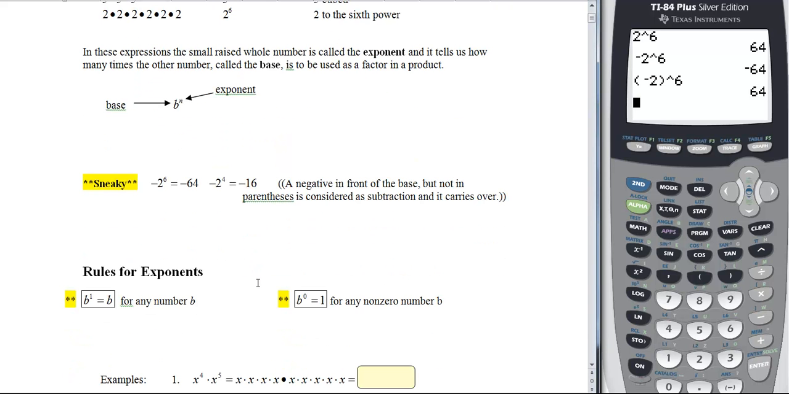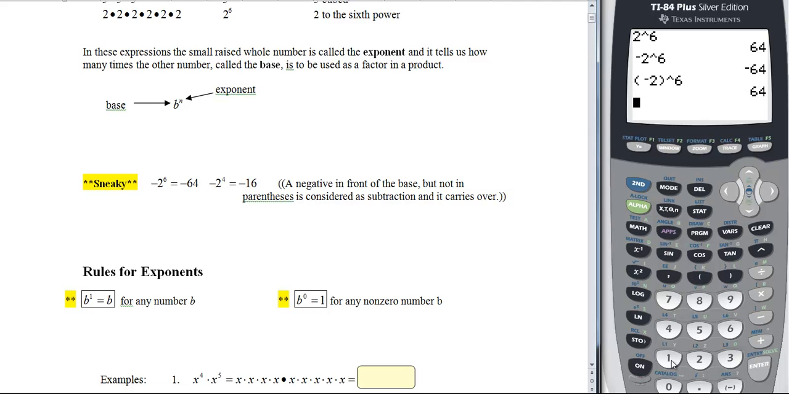Now we're going to look at some rules for exponents. I've got a double asterisk, and they are highlighted. So if I've got b to the first, well, I just write that down one time. So b to the first is just b for any number b. The next one, b to the 0, is equal to 1 for any non-zero number b.